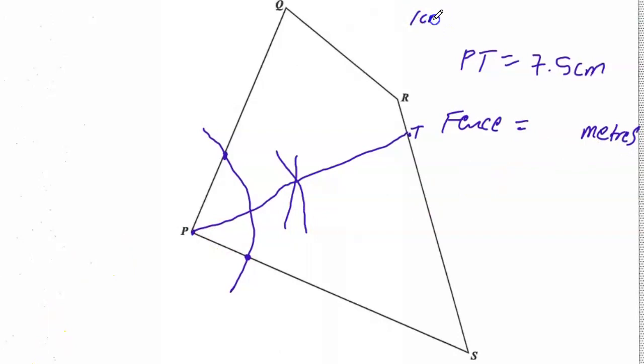Actually, the scale was 1 centimeter represents 10 meters. So this fence would actually be 7.5 times 10, 75 meters.